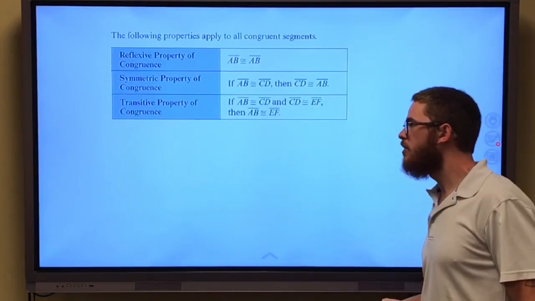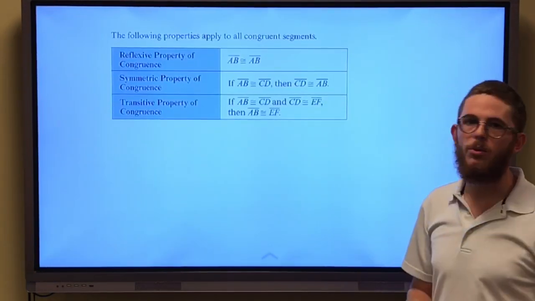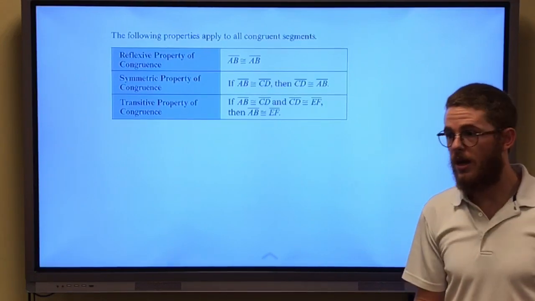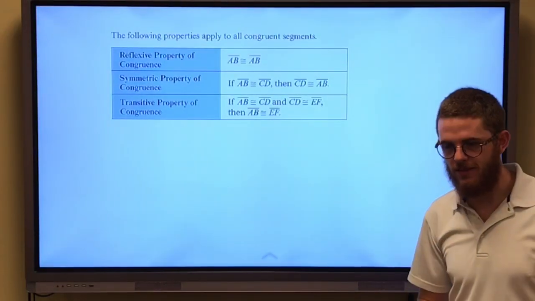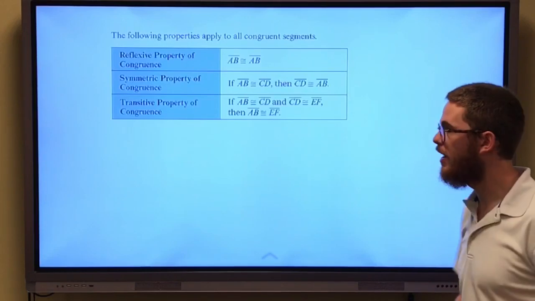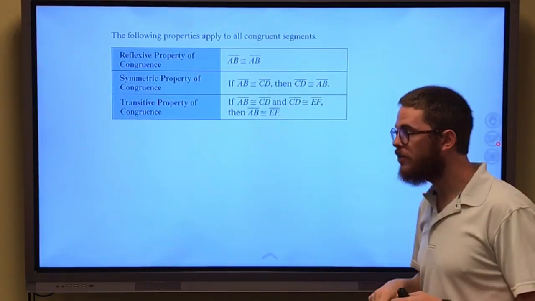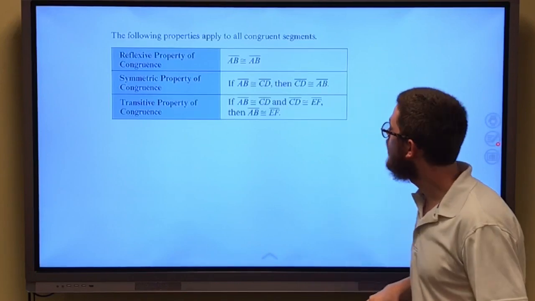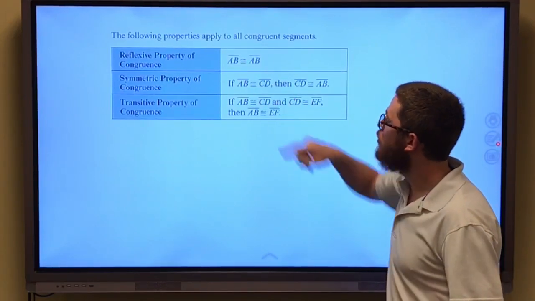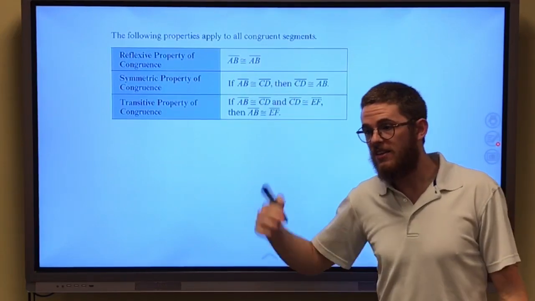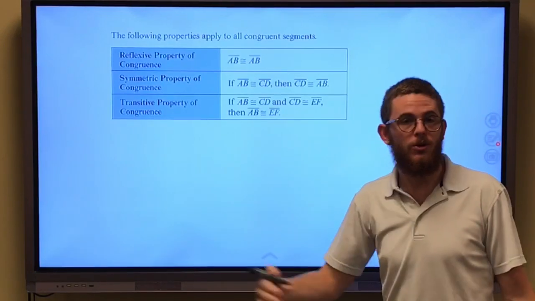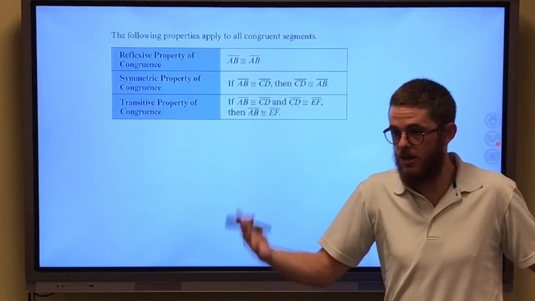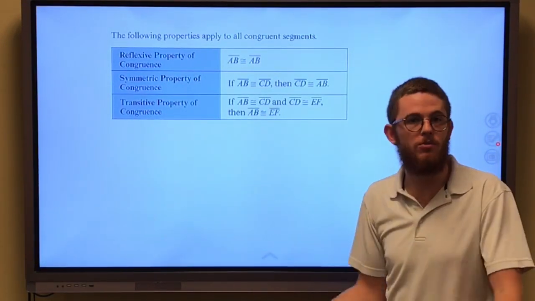3 properties that are going to be very important and that almost seem so simple. I know your first instinct is, that's easy, I'm going to move on with my life. But no, you want to know these. First of all, we have the reflexive property of congruence. AB is congruent to AB. Reflexive is saying that something is congruent to itself. And that should make sense. A segment is going to be congruent to itself.